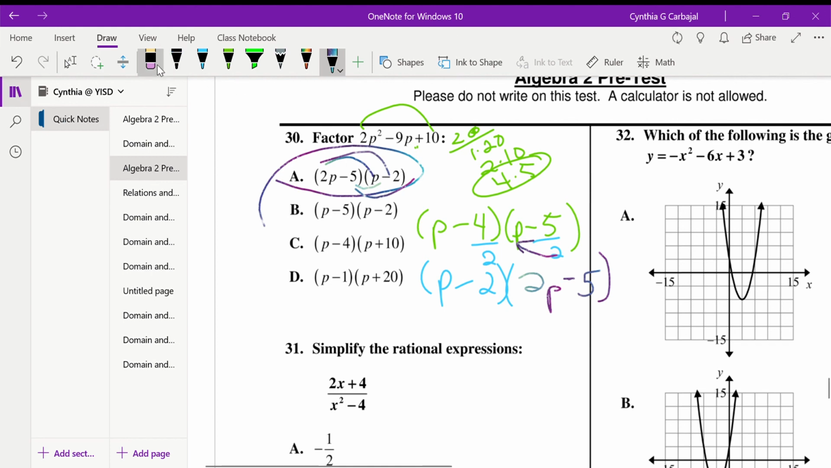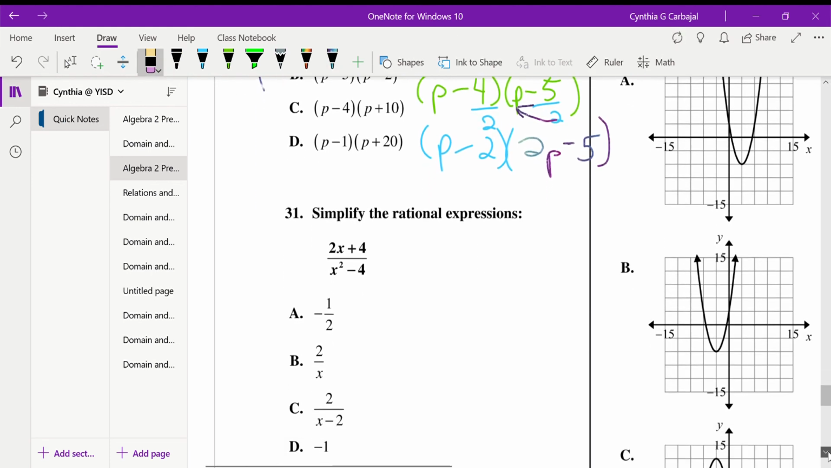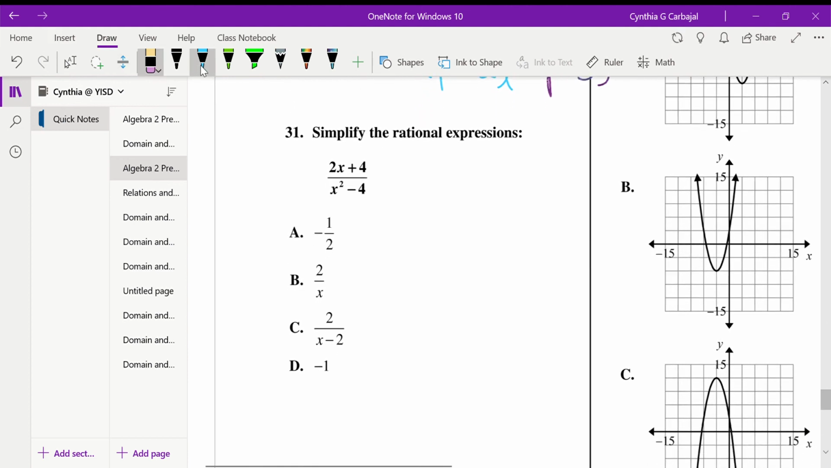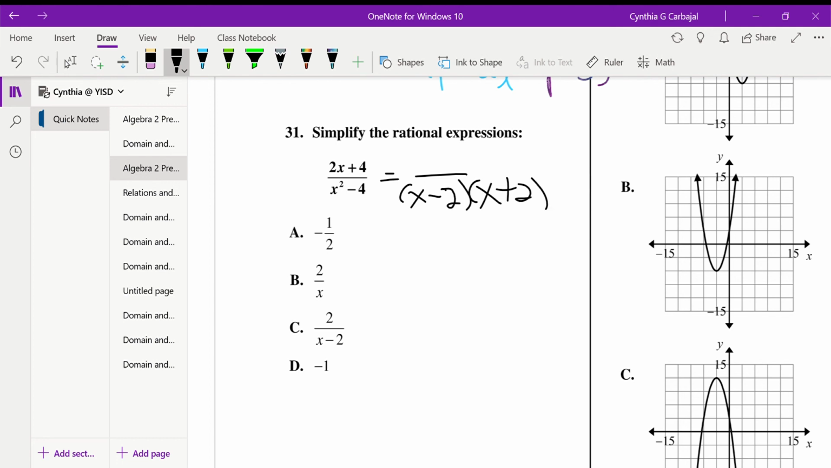Alright, and then the last one, which I don't remember actually going over in Algebra 1, but I'll show you how to do it. It says simplify the rational expression. You have 2x plus 4 over x squared minus 4. Well, x squared minus 4 can be written as x minus 2 and x plus 2. Why? Because if I would multiply that back in, it would cancel out the middle term and I would end up with a negative 4 at the end.